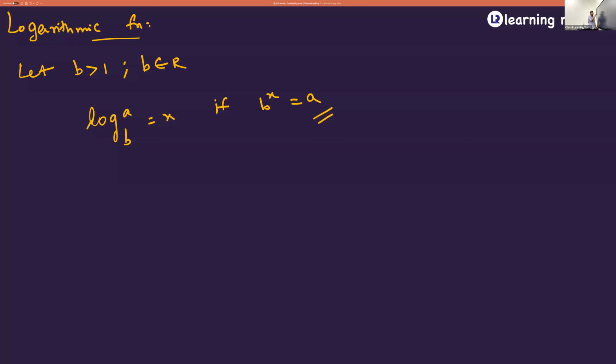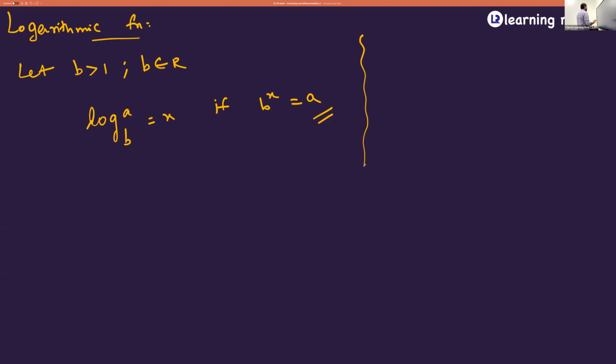So if I do an operation of log of some number A with respect to B, what is the condition imposed on A? Is there any condition they have given for A, like how they have given B greater than 1 and B belongs to R? No condition. Okay, let's try to understand this.